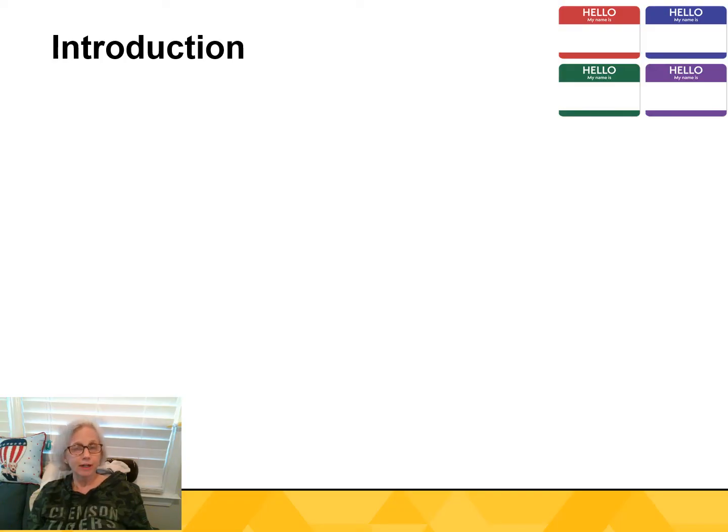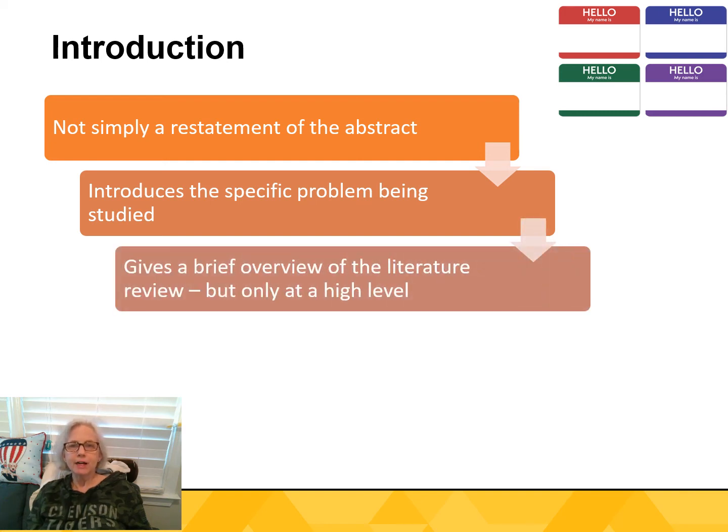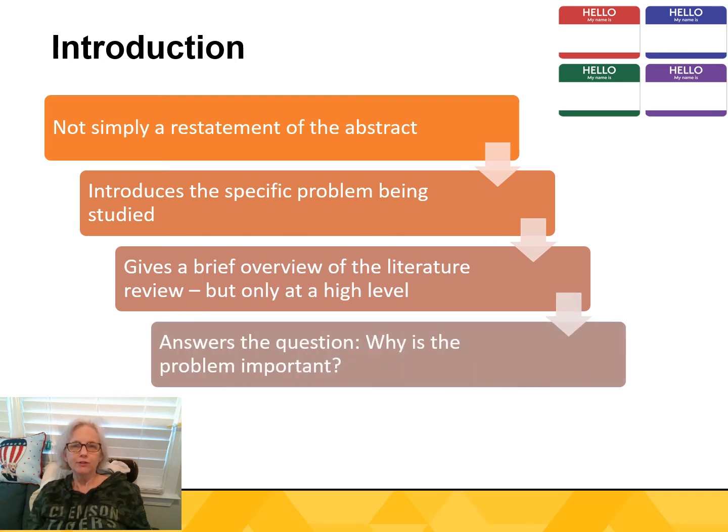Next comes the introduction. It does not begin with a restatement of the abstract. The introduction is where you tell the reader what you will be discussing. While you give an overview of what has been done before, it's brief. You only use a few citations in the introduction, going into more detail in the literature review. You answer the question, why is the problem important?